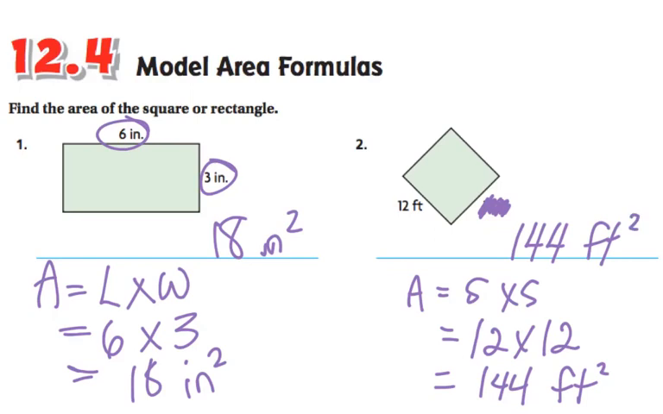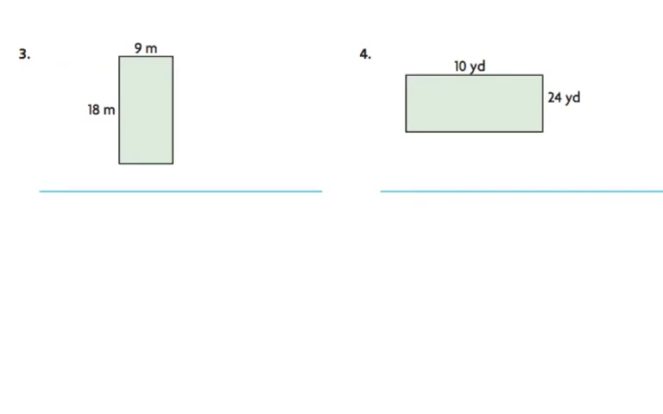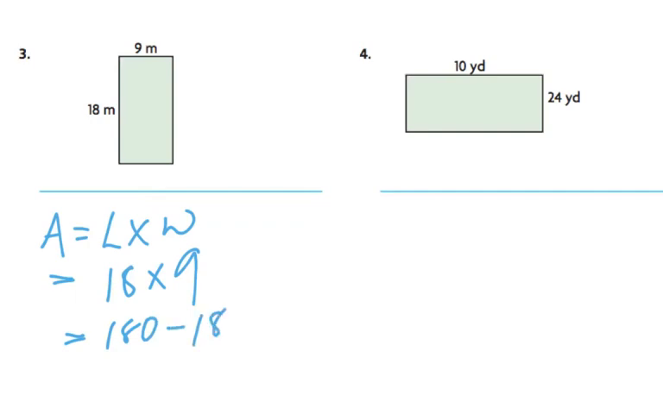Okay, let's look at some others. In number 3, we have a rectangle. Our formula is area equals length times width, and when we plug our numbers in, we have 18 times 9. Is that one I can do in my head? Well, I can. I can think of 18 as almost 20. So 20 times 9 would be 180. And then I'm going to take away 2 9s from that, which would be 18. Some people might not want to do all of that regrouping.